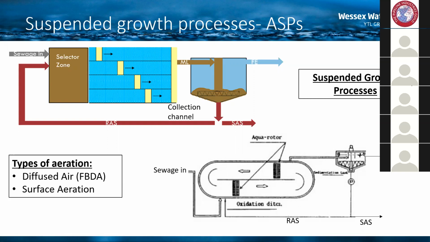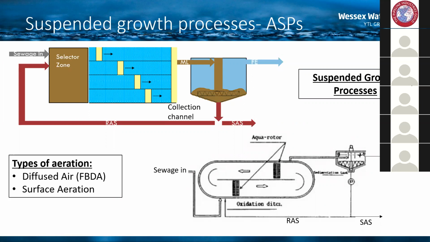Obviously, they are bacteria and they're alive and they reproduce, so you can get a solids build-up within the system. That's where the SAS comes in on the right-hand side, that red arrow. That's the surplus activated sludge. Every now and again, we have to waste some of that activated sludge and send it off to the sludge tanks to be taken away from site and treated at a sludge treatment centre.